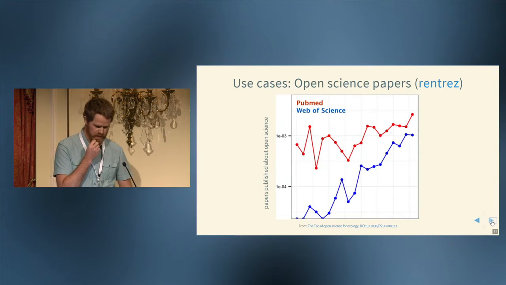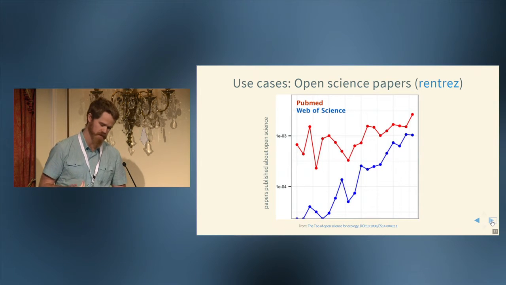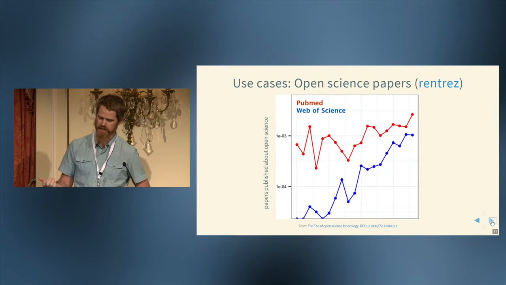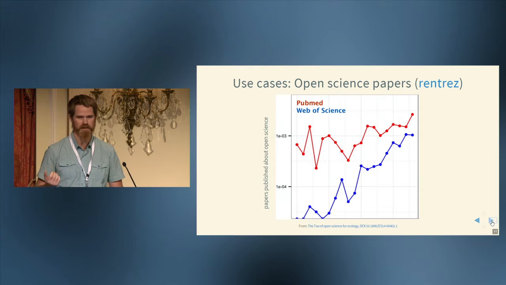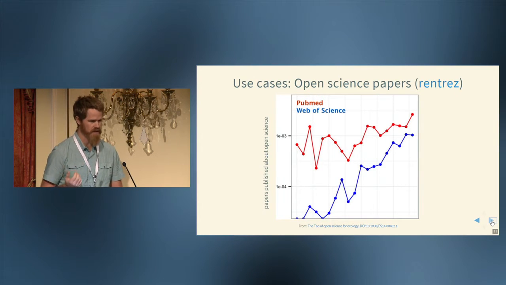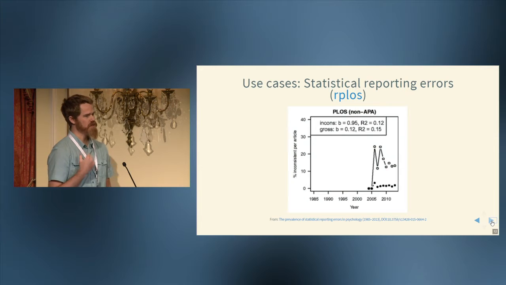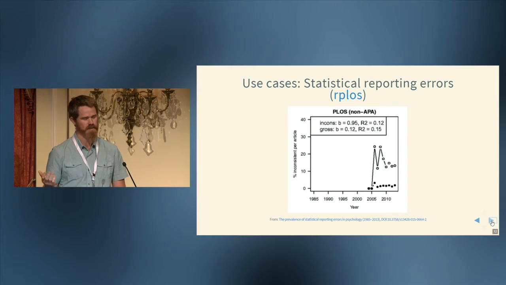Another question researchers asked was, are the articles that are about open science increasing through time? These researchers did manual searching of Web of Science, and then programmatic searching of PubMed. The PubMed searching was through a client that one of our community members maintains, using the Entrez web service. Another use case, this researcher was interested in statistical reporting errors. This actually necessitates full text, so we can't just use metadata. This is an example of a whole suite of kinds of studies where they really need access to the full text. And in this case, PLOS provides that, as we all know.